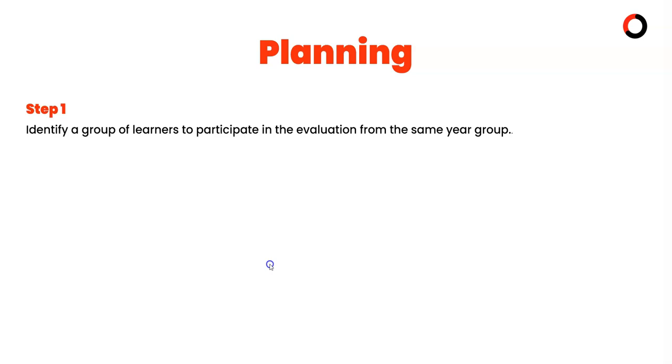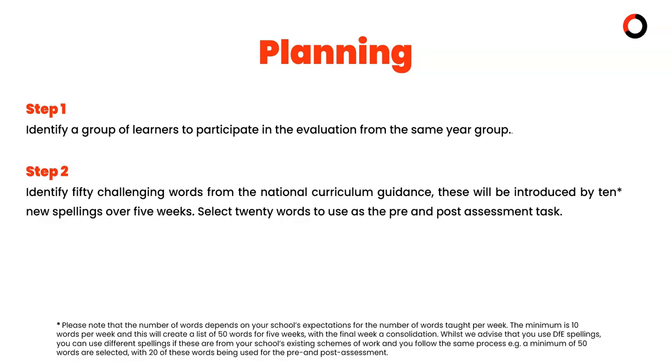Planning. Step 1. Identify a group of learners to participate in the evaluation from the same year group. Step 2. Identify 50 challenging words from the National Curriculum Guidance. These will be introduced as 10 new spellings over 5 weeks. The 6th week will be a consolidation, and then select 20 words to use as a pre- and post-assessment task. We do provide guidance in the resource folder on this.